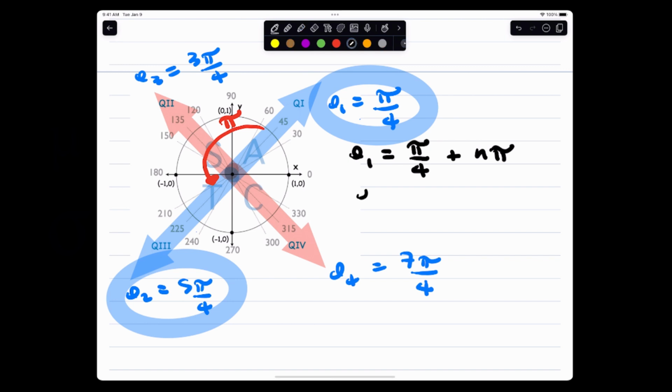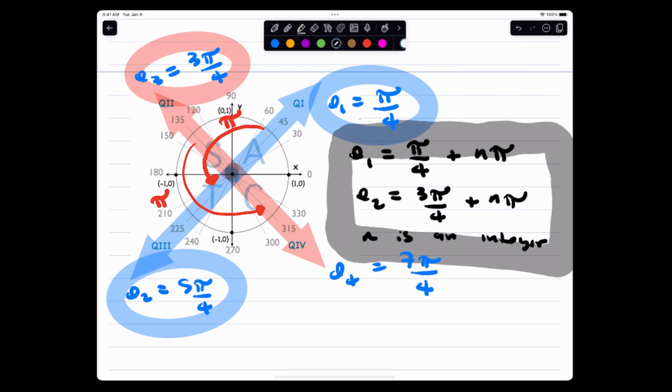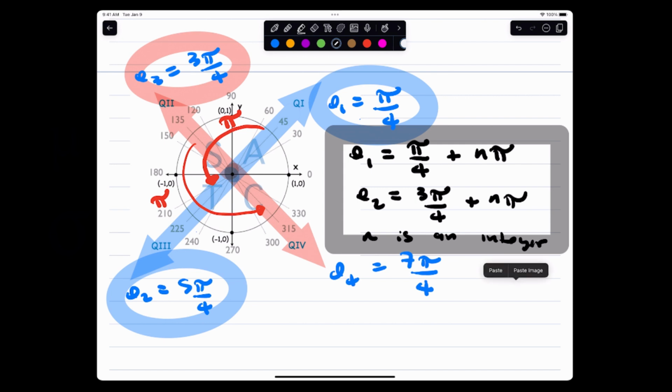How did you get the second solution here? Same way. In other words, start here with 3 pi over 4. You are correct. And then what do you do? Since that differs with the opposite quadrant as well, by pi, you're going to simply add what? N pi. And what does n have to be? N is an integer. Good job. And so, ladies and gentlemen, there are only these two ways to describe this. Okay? Easy peasy lemon squeezy.